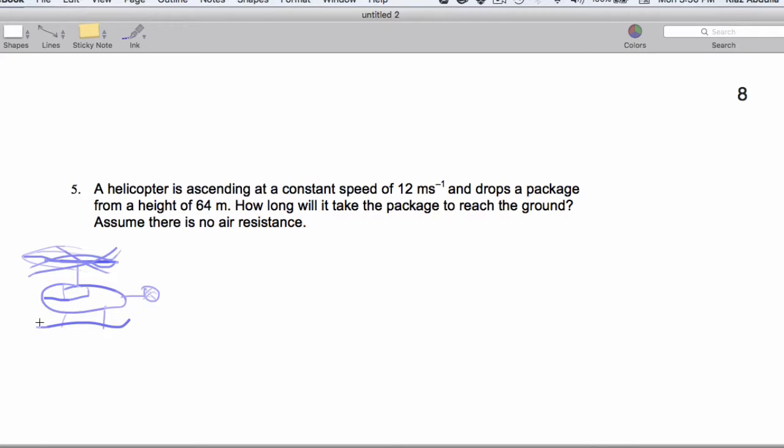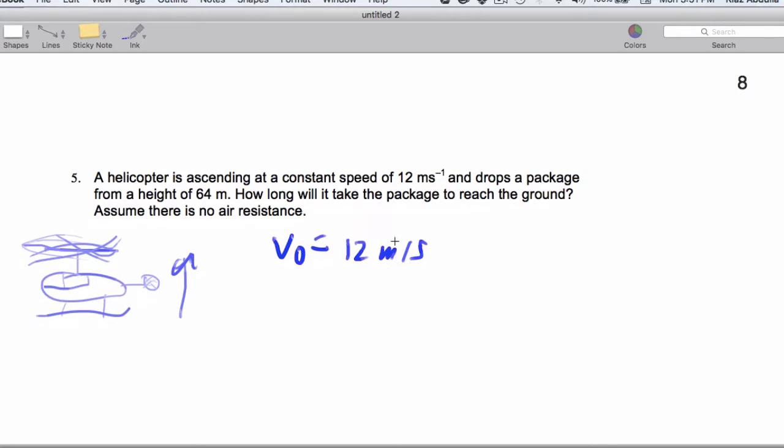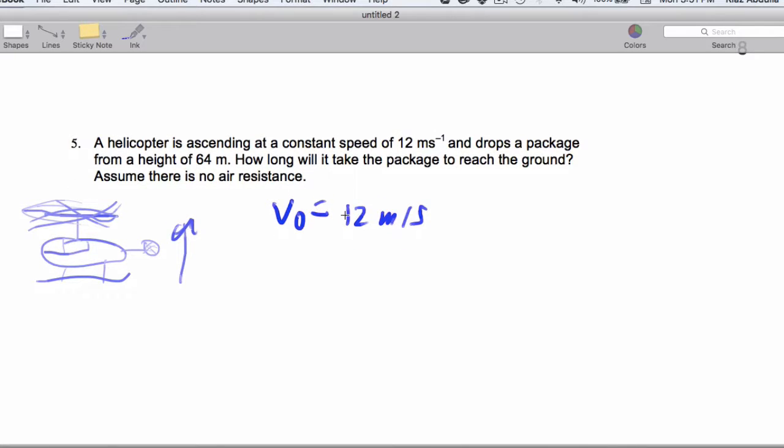Okay, so we have this helicopter, and we're going to pretend that this thing could possibly fly. It's going upwards at a speed of 12 meters per second, and then it drops a package. Now, what people will think is, oh, there's a package on the helicopter that's at rest on the helicopter. But actually what this is telling us is that the speed of the package is 12 meters per second. When we drop the package, it actually falls to the ground.